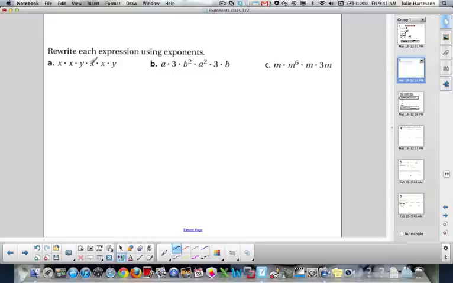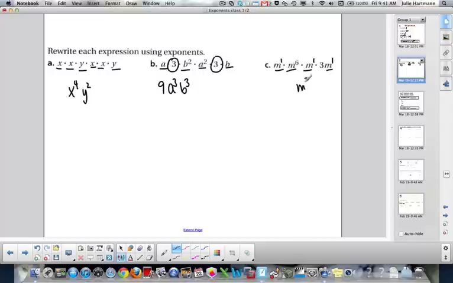Okay, so let's look at a couple more. This one, x times x times y times x times x times y. 1, 2, 3, 4 x's and 2 y's. The next one, you have 1 a and then 2 a's, so that's 3. 2 b's there and 1 more b gives you 3 b's. And then 3 times 3 is 9, or 3 squared, and 3 squared is 9. Next one, m to the 6th, and then m, so that's a 1, and a 1, so 6, 7, 8, 9 m's, and a 3. And that's that.